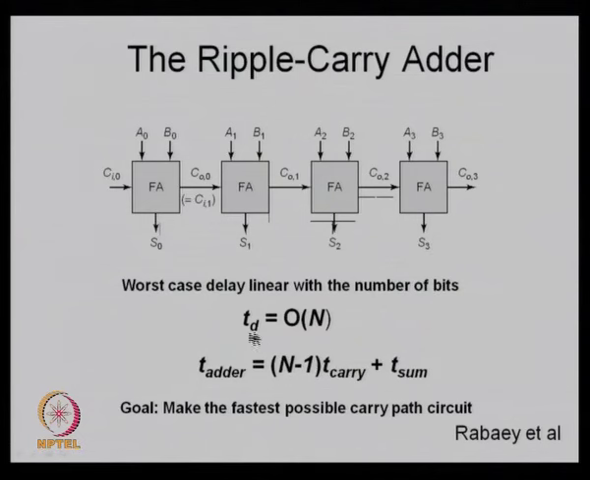So, essentially, if you see the adder requirement, the time required to go from input to output, when the 4-bit output or n-bit output is available, the adder time is essentially n minus 1 times t carry plus 1 sum, where the final sum has to come. So, this is the adder time. Now, what is the goal at the end of the day for any data path or any arithmetic? We are looking for the fastest possible carry path.